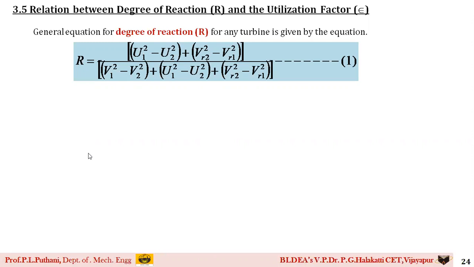If you observe carefully in this equation, V1 square minus V2 square is the dynamic component, which is related to the kinetic velocity of the fluid. U1 square minus U2 square plus VR2 square minus VR1 square are related to the static heads, which we represent as S. So using this particular equation, we will be writing the utilization factor derivation. Let us see how it can be done here.